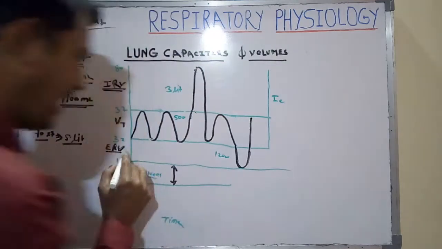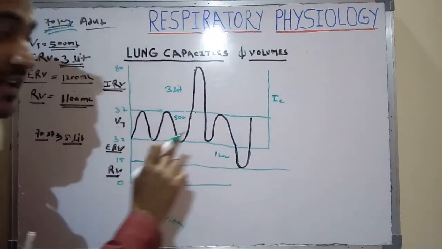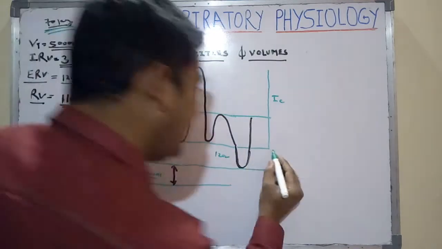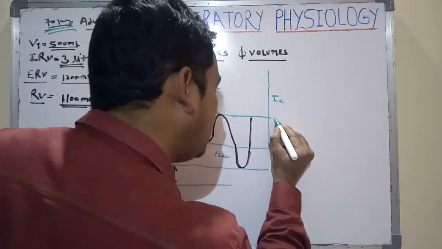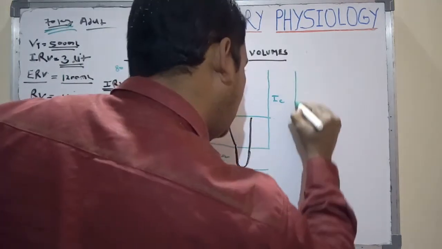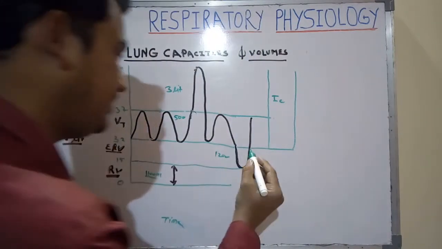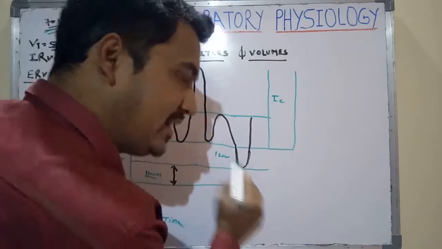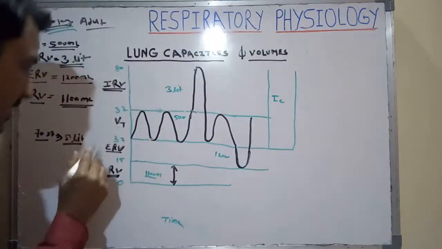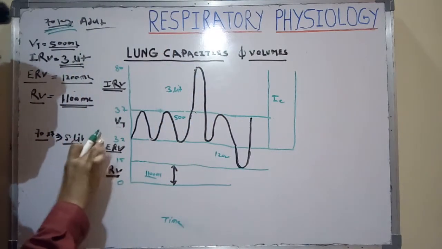Then this is what? Expiratory reserve volume. This, the normal, this is what? Inspiratory capacity. I'll just give a full stop here. Then this expiratory reserve volume plus this reserve volume, both of these are what?